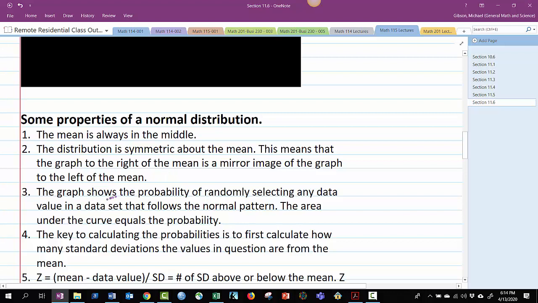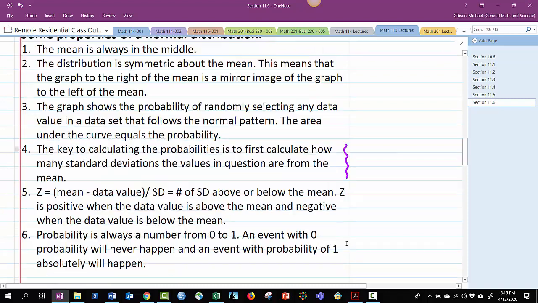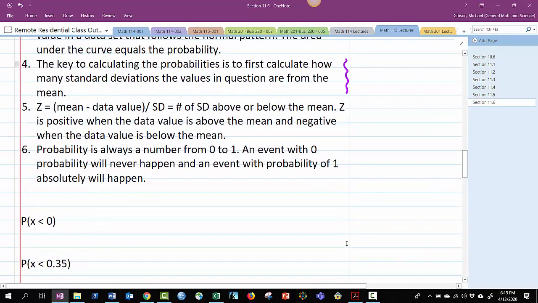Okay. Third, the graph shows the probability of randomly selecting any data value in a data set that follows the normal pattern. The area under the curve equals the probability. We already talked about that one. The key to calculating the probabilities is to first calculate how many standard deviations the values in question are from the mean. This is the key, and we'll talk about this more in a couple minutes. Something called a z-score.